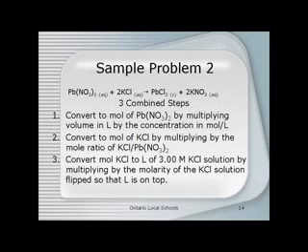Well, just as there was an alternative solution to using a BCA table for the first problem that we did, there's also one for this. It involves combining 3 steps. First step is to convert to moles of lead-2 nitrate by multiplying the volume in liters by the concentration in moles per liter. Then we convert to moles of KCl by multiplying by the mole ratio of KCl over the lead-2 nitrate. And then finally, we convert the moles of KCl to liters of the 3 mole per liter KCl solution by multiplying by the molarity of the KCl solution flipped so that liters is on top. And you'll see that expressed in the next slide.